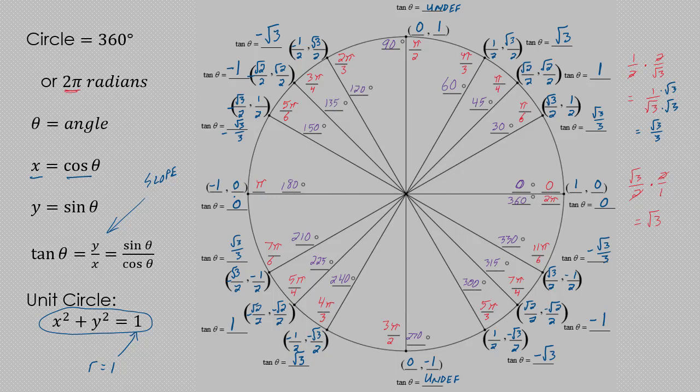I also have the ability to do tangent of any of the angles, so if I wanted to do tangent of 300 degrees, I just would identify where 300 degrees is, look at the tangent ratio I've identified, and we would know that the tangent of 300 degrees can be replaced with negative square root of 3.